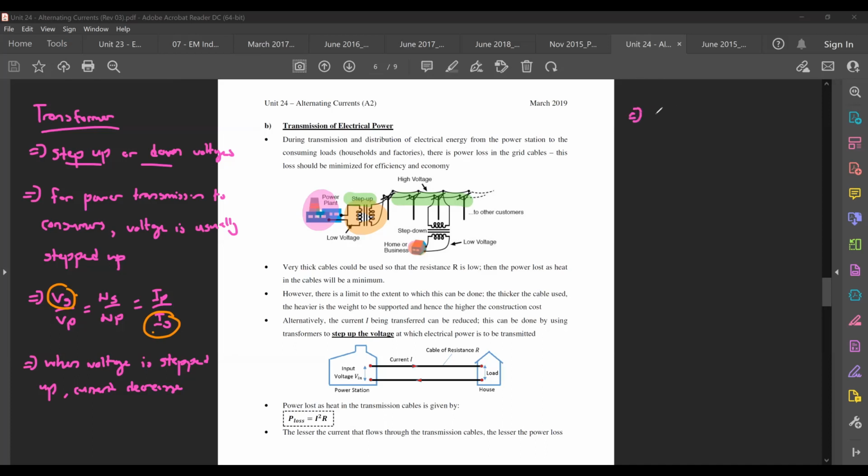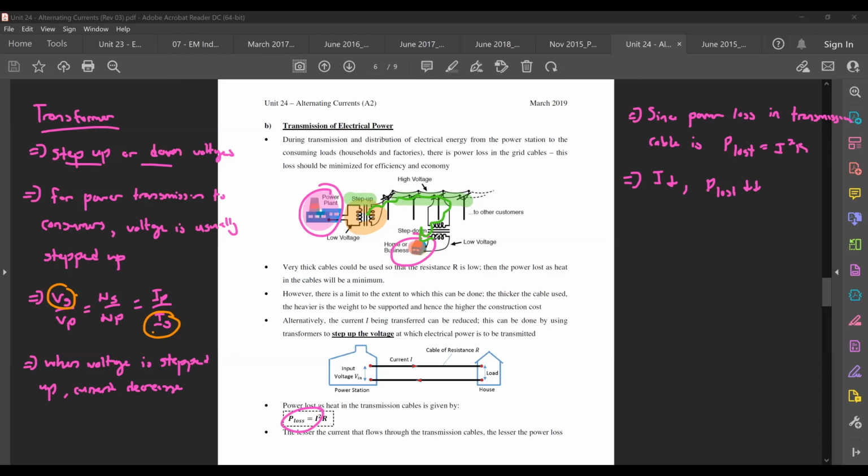So since power loss in transmission cable is P loss equals I squared R, which is this one, if I decreases, power loss would decrease. You see, when you want to send power from your power plant to your house, ideally during the transmission of your electricity all the way to your house, you don't want to lose the energy, right? So ideally you do not want to suffer any power losses or energy losses.